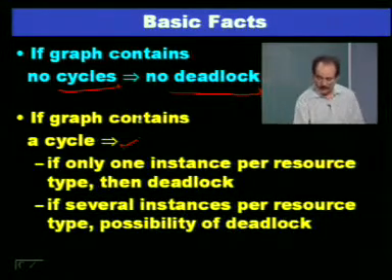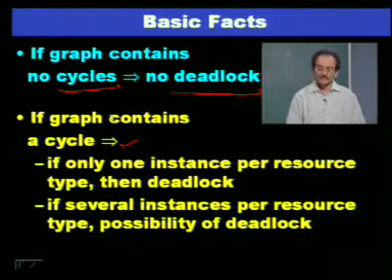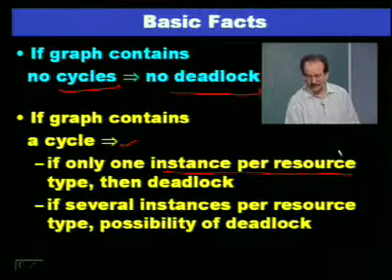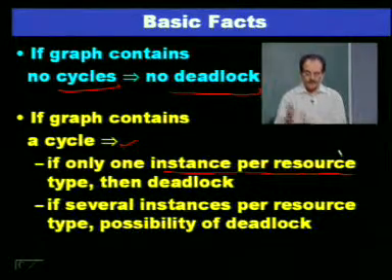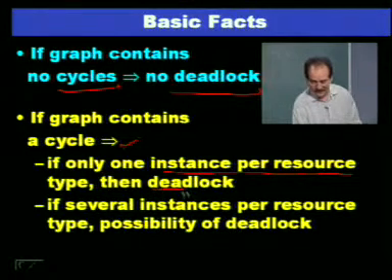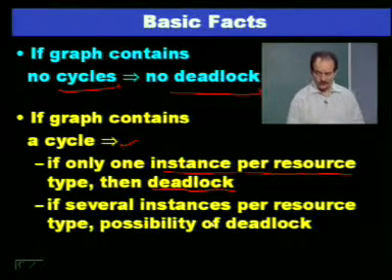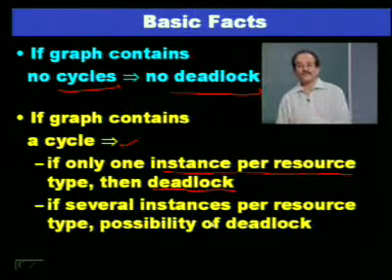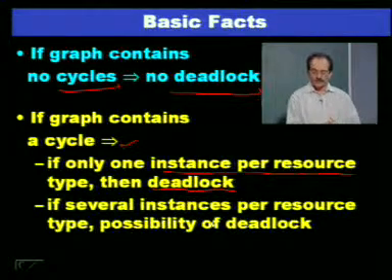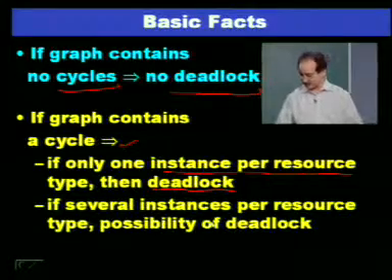Now, if my graph has gone into a cycle, I try to find out if there is only one instance per resource. That means there was only one printer as a resource available to me, then I say this is in the deadlock state. But if there are several instances per resource, then the possibility of a deadlock is there. The cycle may not guarantee a deadlock, but there is always a possibility that it has entered into the deadlock state.